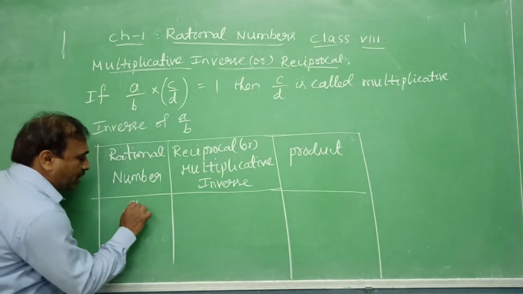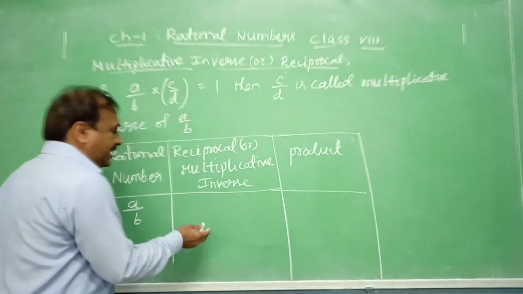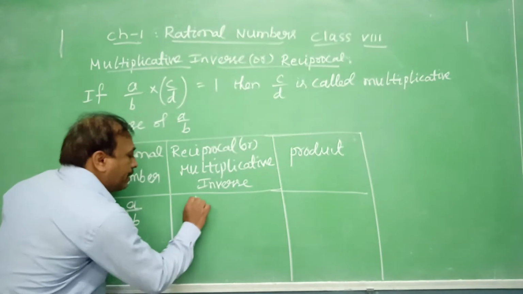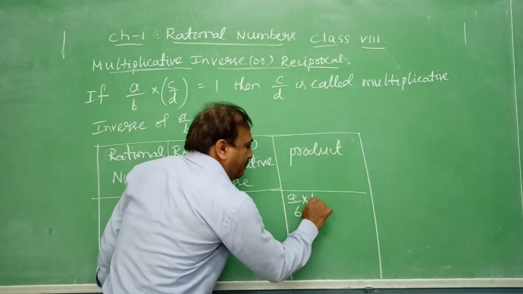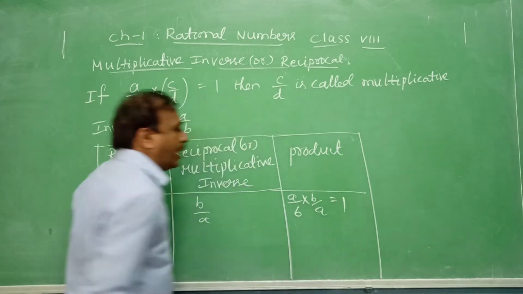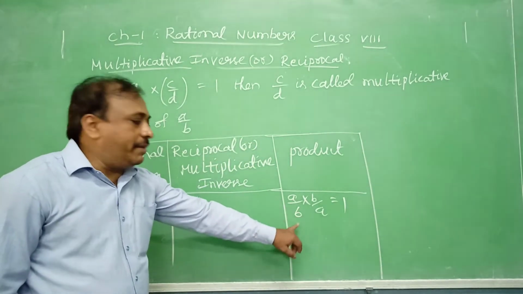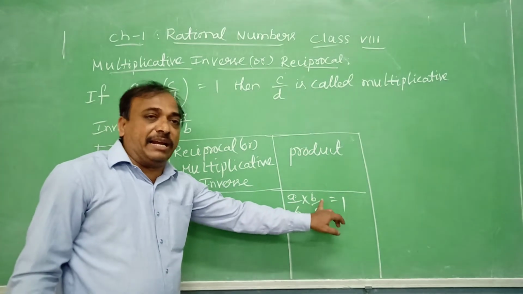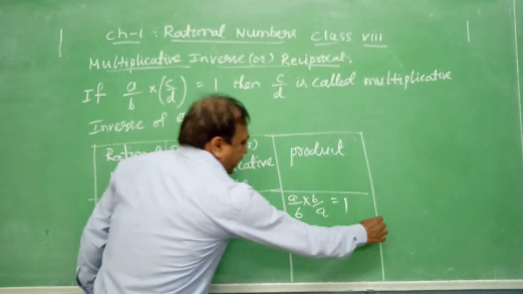What is the reciprocal of a by b? B by a. Reverse numerator and denominator, just interchange, b by a. So a by b into b by a is equal to 1. That means the multiplicative inverse of a by b is always b by a, and the inverse of b by a is a by b. This is 1.